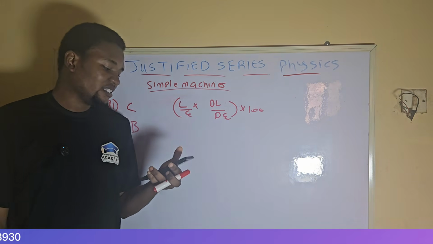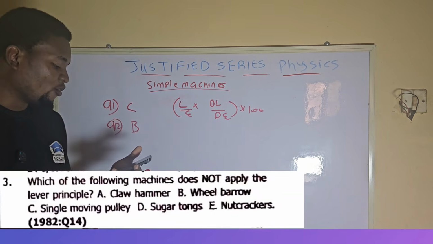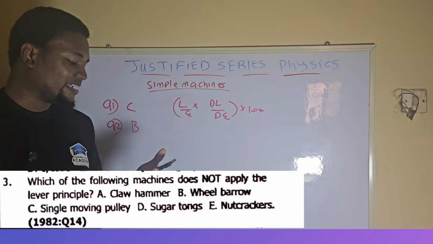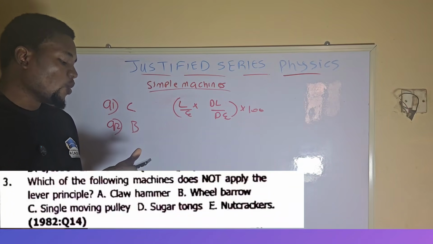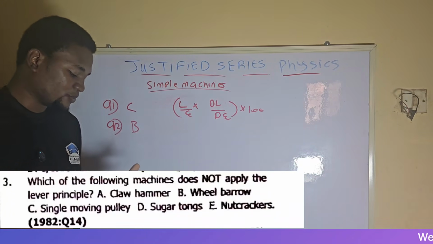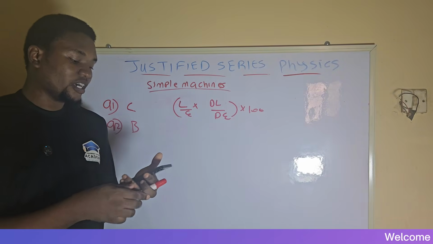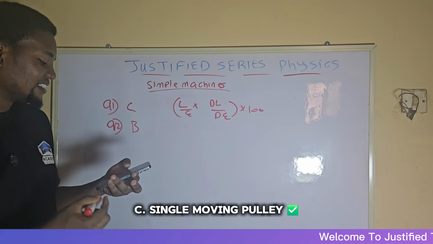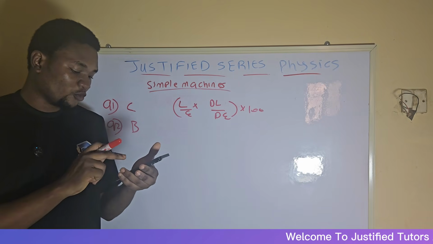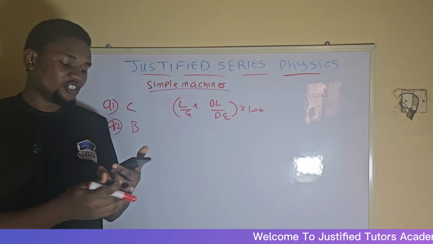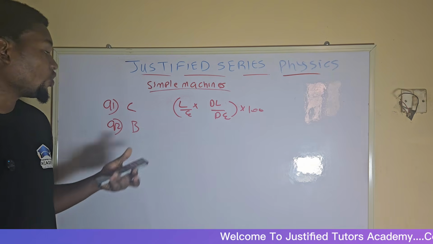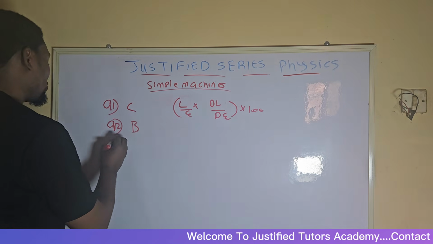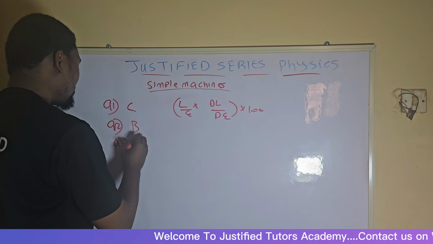Now for question 3, which of the following machines does not apply the lever principle? The answer is clearly written there, it is C, the single moving pulley. The single moving pulley is not under lever at all. So question 3 is C.